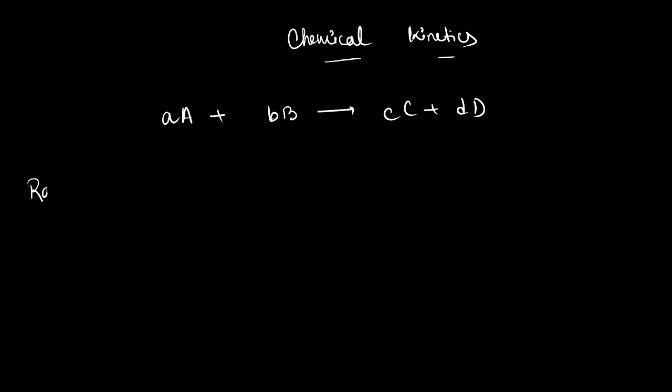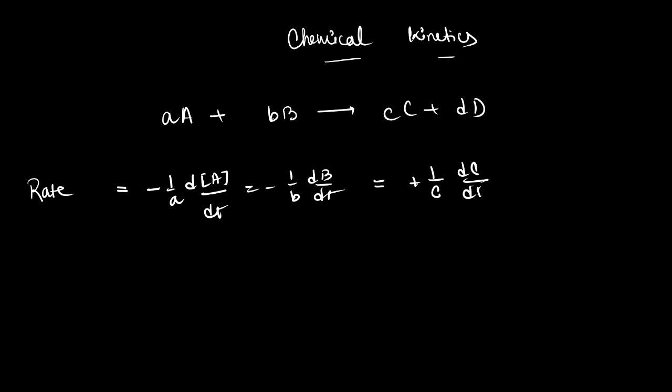So we can write the rate of the reaction. For the reactant side we write minus: rate equals minus 1 by a dA/dt equals minus 1 by b dB/dt. For the product side, it will be plus 1 by c dC/dt equals 1 by d dD/dt. This is the rate. We can also write the rate in terms of the rate constant: rate = k[A]^x[B]^y.